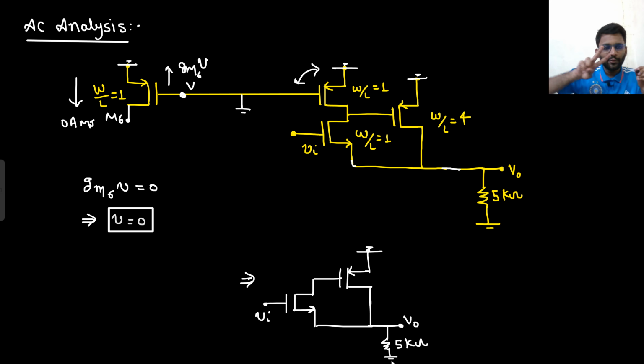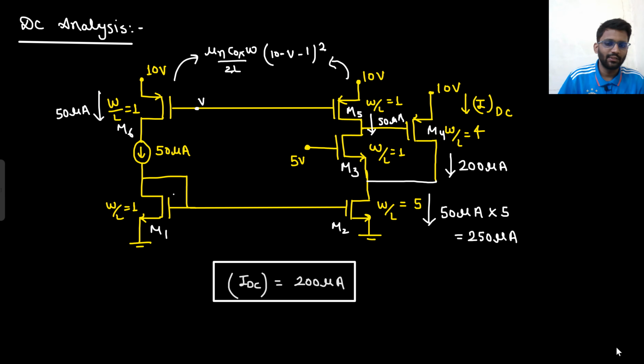Now spend only 2 minutes and tell me the gain V naught by V in. Spend 2 minutes and you need to tell me the V naught by V in gain, the small signal voltage gain. This is the reduced circuit. You all know this is the reduced circuit. This is W by L equals 4 here. W by L equals 1 here, right? You know everything because you have the value of IDC, so you can determine the Gm of any value.